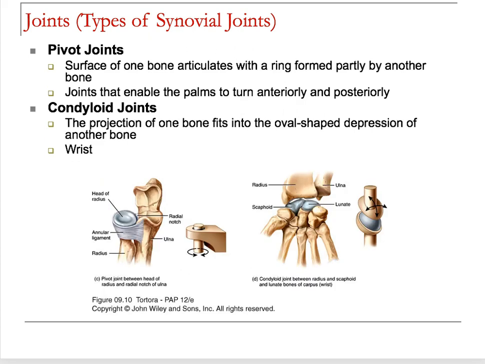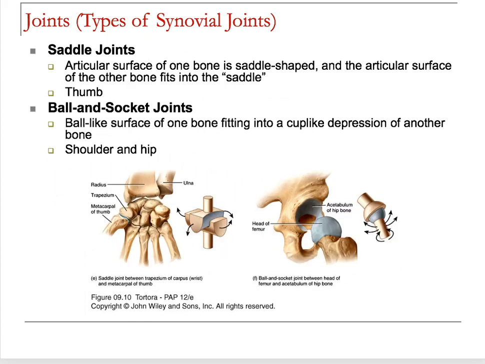We think about a pivot joint. These take this annular ligament here. It's actually causing a pivot point, and joints that enable the palm to turn anteriorly and posteriorly. Condylar joints are the sum of bones, where you actually have an oval shape interface, a condyloid structure. And that fits into a fossa, and the fossa would be the radius bone here. Okay. Finally, saddle joints.